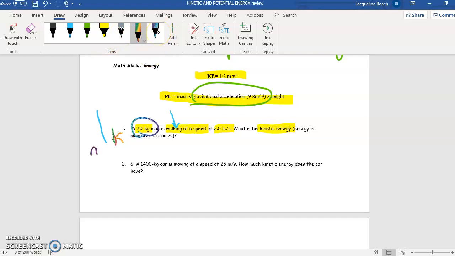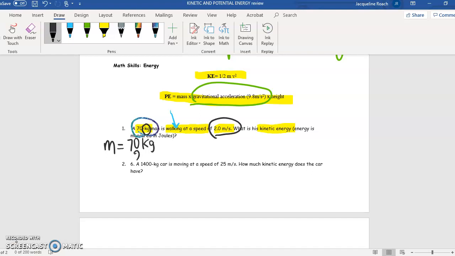We know that that is mass. My pen is stuck. So mass equals 70 kilograms. And I know that it's mass because it's in kilograms. Remember, we talk about knowing your unit is really important. Kilogram is a unit of mass. So I know that that 70 kilograms is mass.